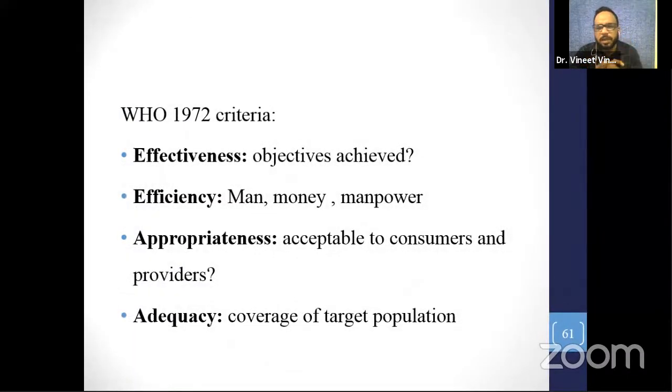So according to the WHO 1972 criteria, if the objective is achieved, it is called effectiveness. If it is associated with man, money, and manpower, then it is efficiency. If it is acceptable to the consumers and providers, it is called appropriateness. And if it is covering the larger target population, it is called adequacy. So if these things are happening, it is good. When you are evaluating, if all those things are happening, it is effective, it is efficient, it is appropriate, and it has to be adequate.